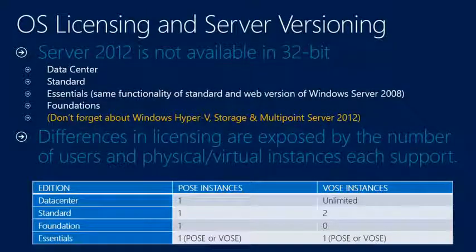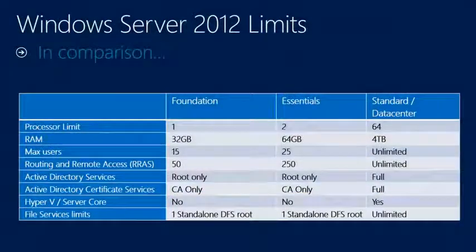And a lot of these different roles are upgradable from the existing Windows Server 2008 environment. They map directly as we go into it. Now, Windows Server 2012 limits. So in comparison, we start seeing that we can classify them in 3 different categories. We have the Foundations I mentioned earlier, the Essentials, and the Standard and Data Center.